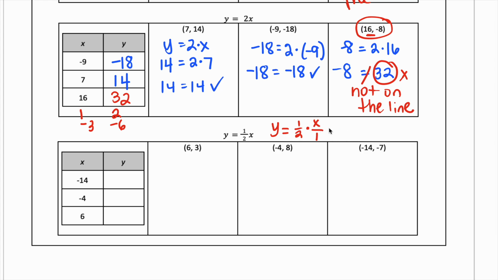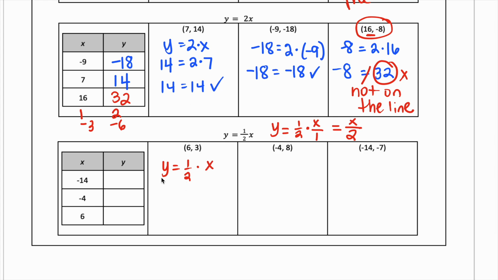If we also think about it in this way, then we also can see that this would be the same as 1 times x, which is just x, over 2 times 1, which is just 2. And so multiplying by that half is really the same as dividing by 2. So if it's easier for you to divide by 2, feel free to do that, or just multiply the number by half and you will get the same answer. So we have y equals 1/2 x as our rule this time.